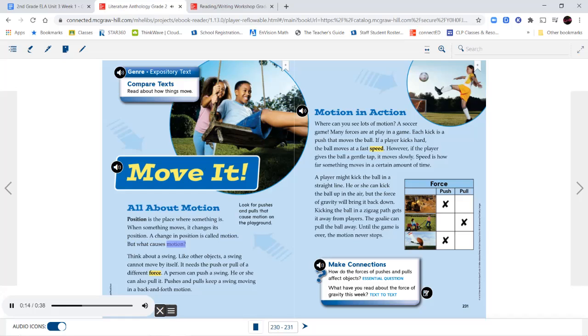But what causes motion? Think about a swing. Like other objects, a swing cannot move by itself. It needs the push or pull of a different force. A person can push a swing. He or she can also pull it. Pushes and pulls keep a swing moving in a back and forth motion. Look for pushes and pulls that cause motion on the playground.